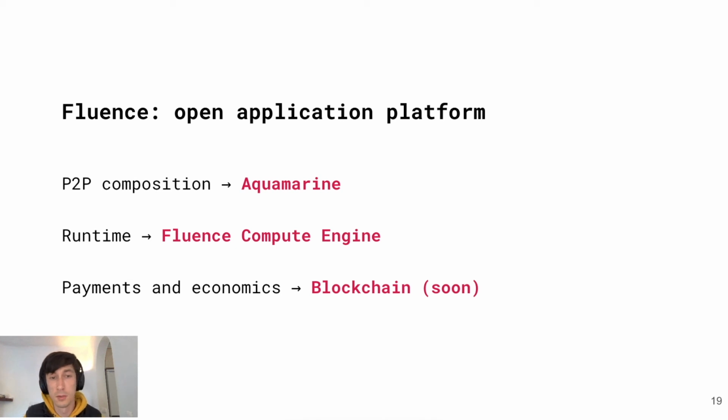And technically, Fluence consists of a few parts. There's a peer-to-peer composition layer, which means how, when you create an application, you compose services over the network into high-level business logic. And we have a Aqua scripting language that we created that works peer-to-peer and that does this part. And we will have a separate talk about it, so please join if you're interested. We have a runtime, which is the WebAssembly-based Fluence compute engine that runs services on nodes. And we will have another talk about this.